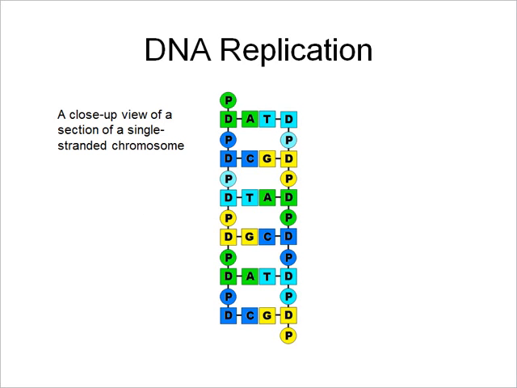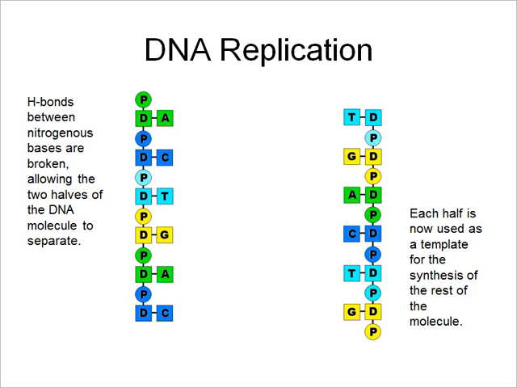Let's start DNA replication. Remember, we're currently in the nucleus during interphase. This figure represents a very short segment of a single-stranded chromosome with only 6 base pairs. The human genome, which is the sum total of all the nucleotides found on all 46 chromosomes, contains about 3 billion base pairs.